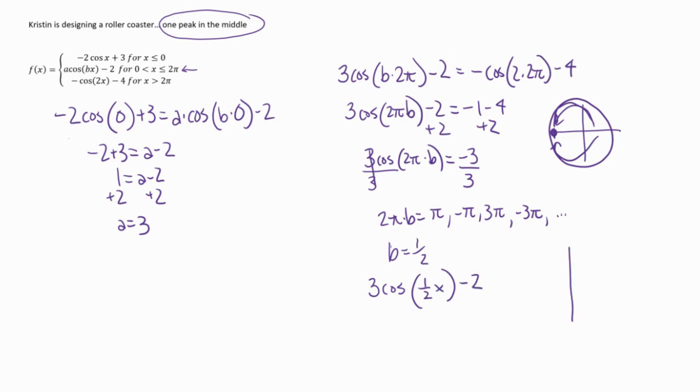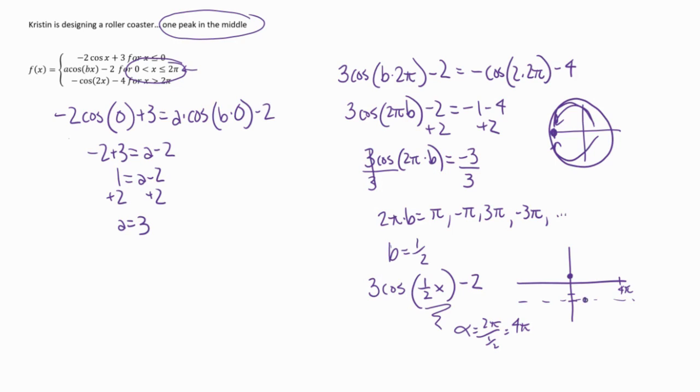Okay, so we need to just draw a sketch of this and make sure that from 0 to 2 pi, we have one peak. So this is a midline of -2. Cosine always starts at a maximum, and then it's going to cross our midline, have a minimum, cross our midline, and have a maximum again. The question is, what is the period of this? So the period of this function is 2 pi divided by 1/2, which is 4 pi.